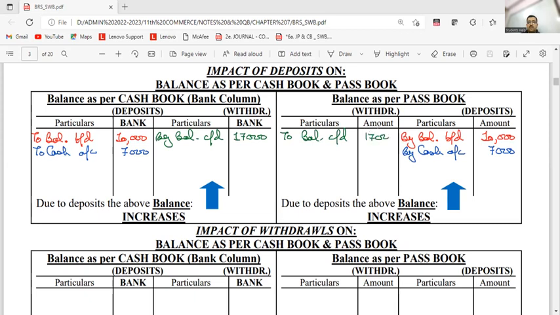So the moral of the story is this: when we deposit money, children, does the balance increase or decrease? Increases. Quickly put this in your worksheet. So everybody understood that when we deposit money, the balance will go up.